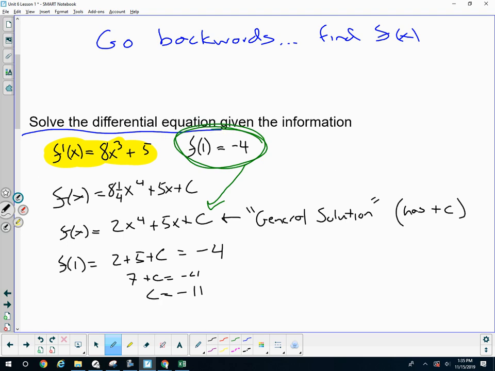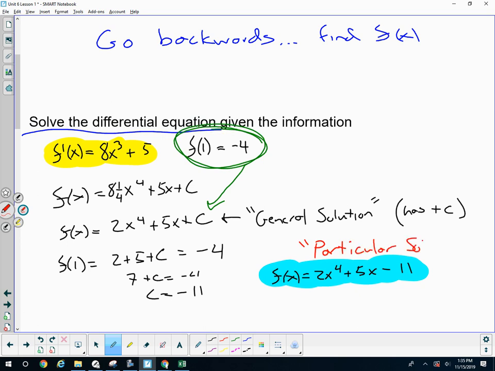Now, that's not my solution. My solution is the equation f of x equals 2x to the fourth plus 5x minus 11. This is our goal, finding this particular solution. This is what we call our particular solution. C was found using your info.